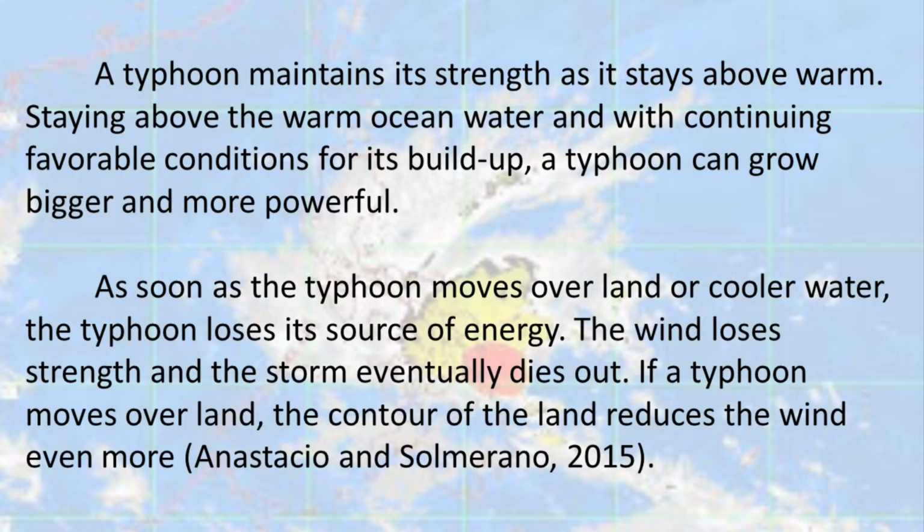A typhoon maintains its strength as it stays above warm ocean water. With continuing favorable conditions for its buildup, a typhoon can grow bigger and more powerful. As soon as the typhoon moves over land or cooler water, the typhoon loses its source of energy. The wind loses strength and the storm eventually dies out. If a typhoon moves over land, the contour of the land reduces the wind even more.